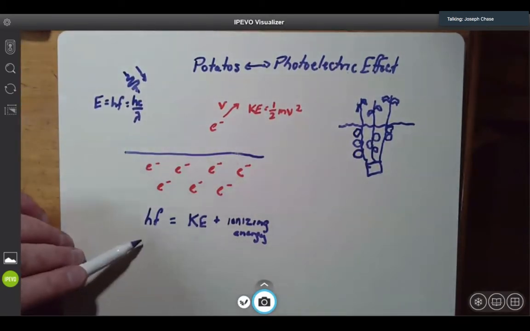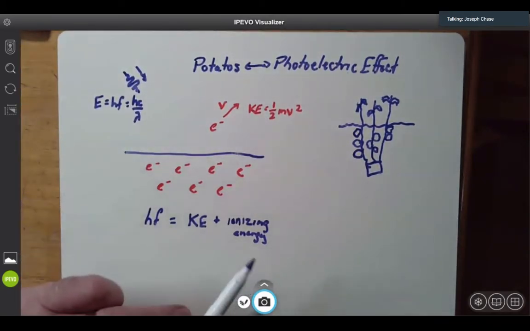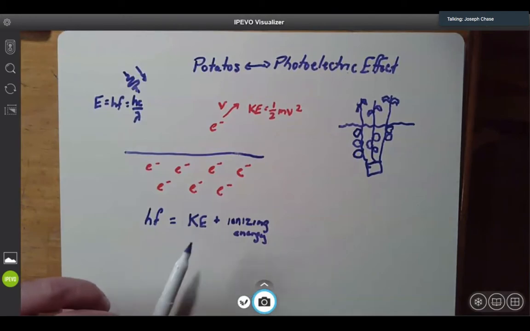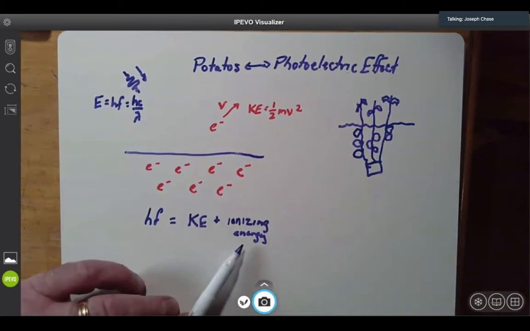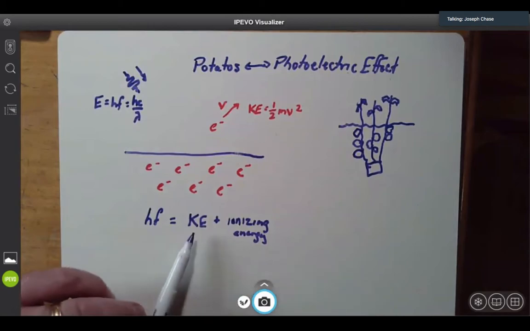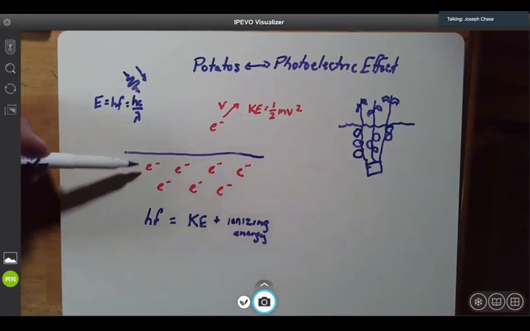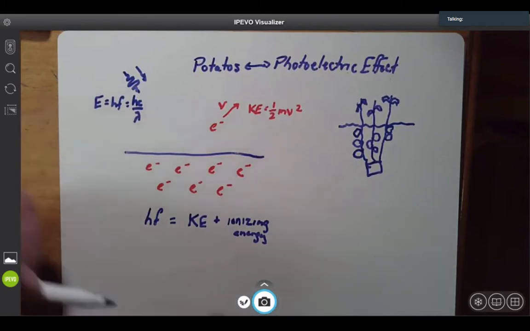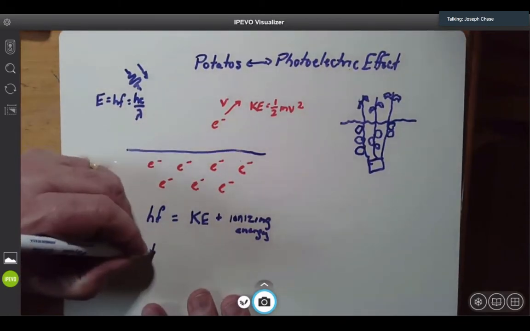So the energy of the photon is going to be shared doing two tasks in order to make this happen. I need to ionize the electron, first of all, and then whatever's left over is going to be in the form of kinetic energy. Now, there's a minimum amount of energy needed to ionize the very top electrons. That energy is called the work function. So we can rewrite this statement one more time.